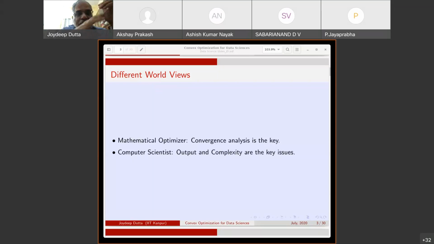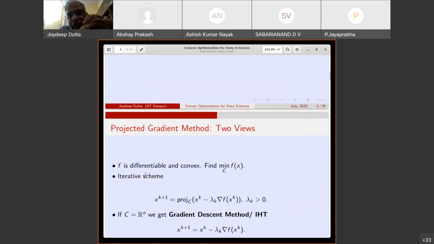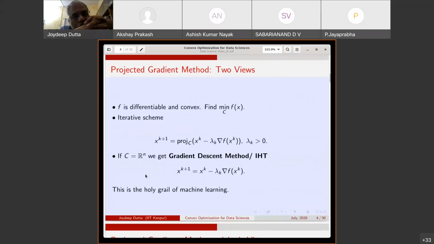So for a mathematical optimizer, time is not really the concern, only whether I'm reaching the solution finally. While for a computer scientist, it's different. So let's go to the next slide. Akshay, next slide.